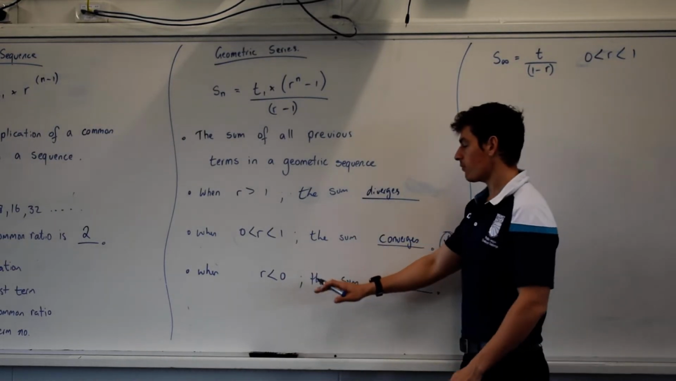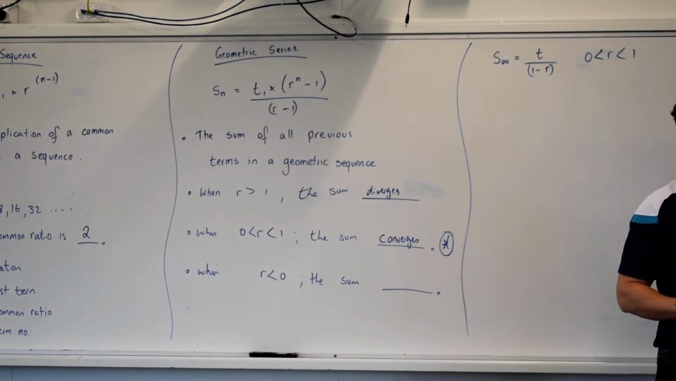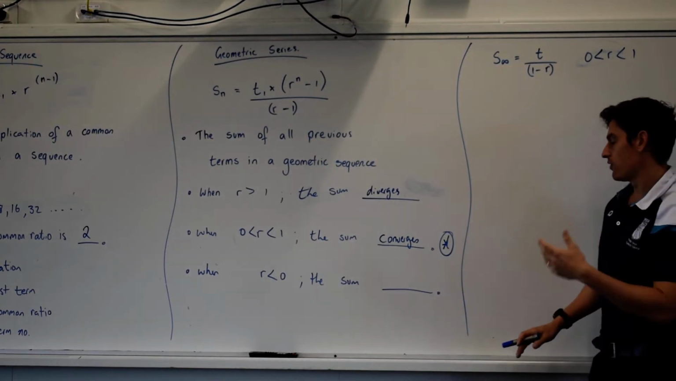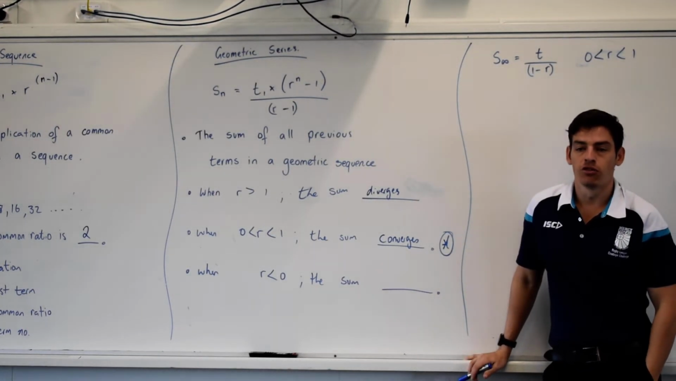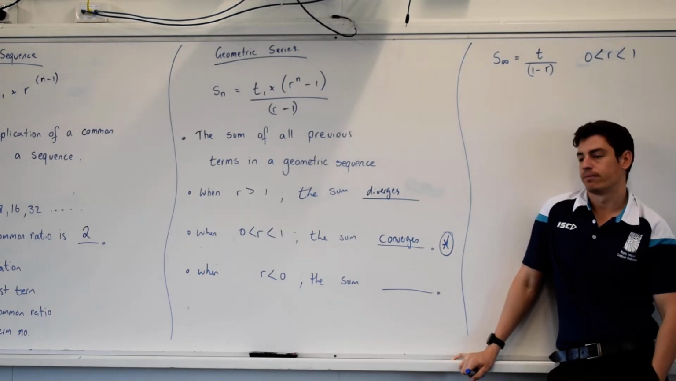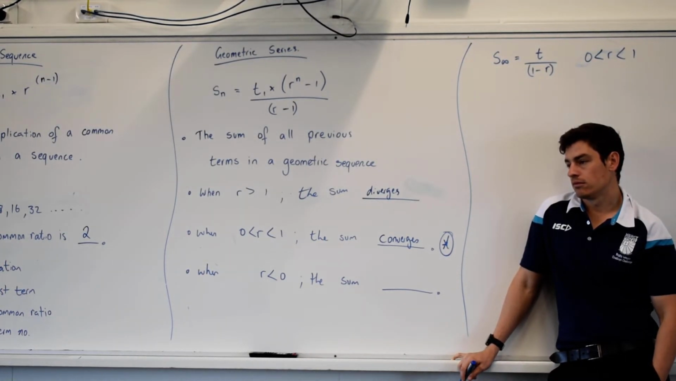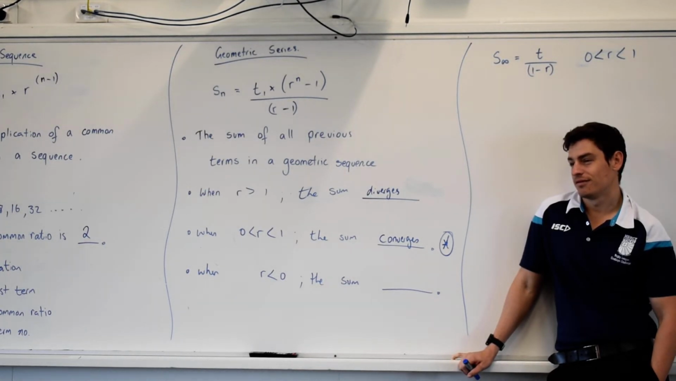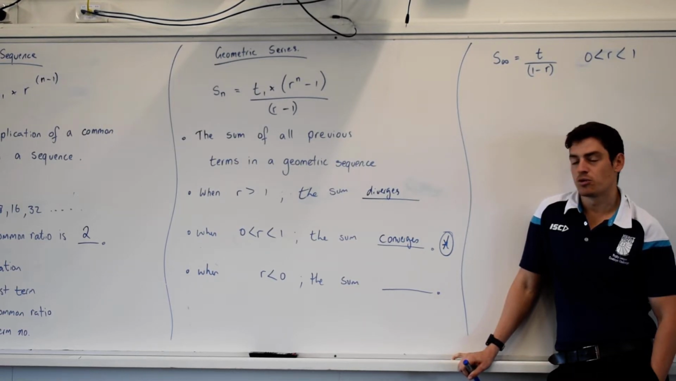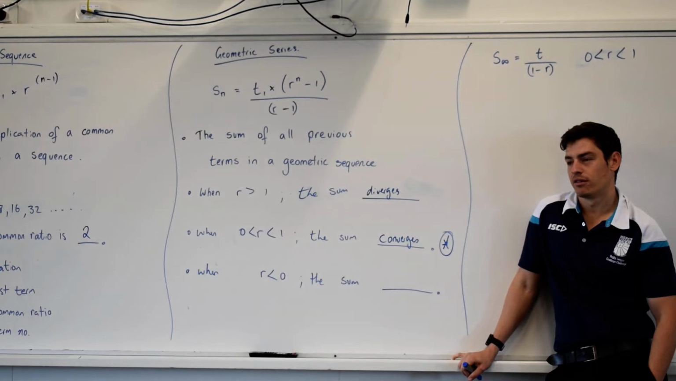So that's what happens in those geometric series. What about when r is a negative number? Have a think about, I'm going to give you 10 seconds to think about what would happen if we're multiplying by a common ratio that is negative. What do you reckon, Sarah? Have a think. What happens when you multiply a negative number by a positive number? You get a negative number, correct?